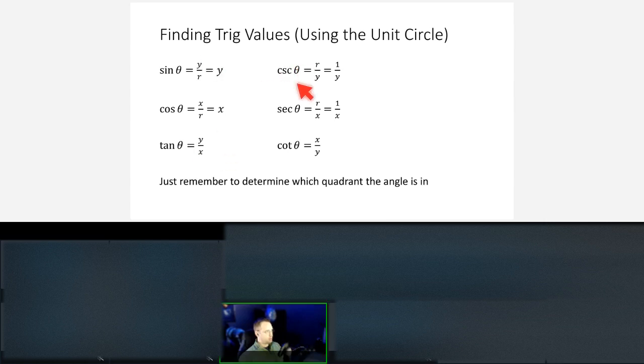And then your cosecant, secant, and cotangent, these are just inverses. So sine and cosecant, cosine and secant, and tangent and cotangent. So cosecant is 1 over y, secant is 1 over x, and then cotangent is x over y. So this is pretty simple also from Thursday.